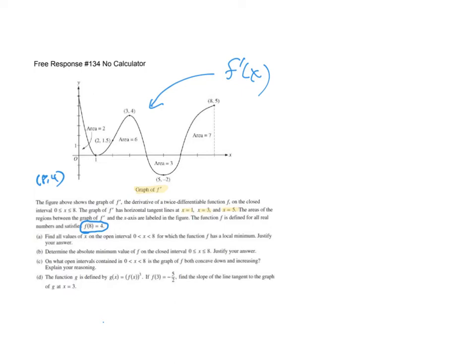Okay, so each slide I'm going to talk about a different part, and I'm going to focus on part A for this slide and just give a few hints. In part A, we're asked to find all the values of x on the open interval from 0 to 8. So 0 and 8 are not part of these answers. We're just looking for some x values on the interior where the function has a local minimum. And by function, I mean f itself. Remember, f is not pictured, but we have to tell something about f by studying its derivative.